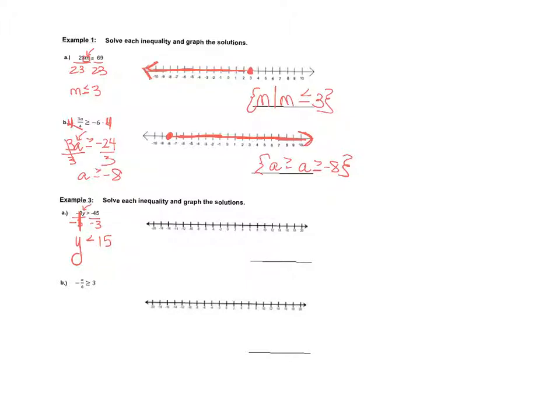And this makes sense if you pick a number less than 15. So if I pick 0, for instance, and I plug 0 in for that y right there, then I get 0 is greater than negative 45. And that's true. If I didn't flip the inequality sign and I picked a value larger than 15, like 20 for instance, and I plugged 20 in, I would have got negative 60 is greater than negative 45. And that's not true. So you'll be able to find your mistake by checking your work.